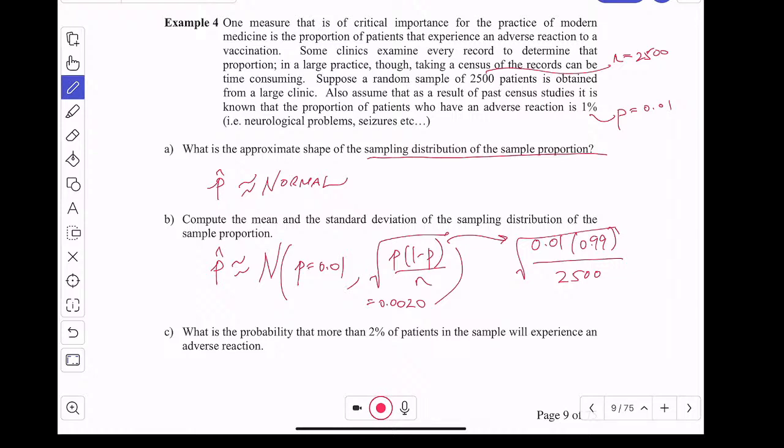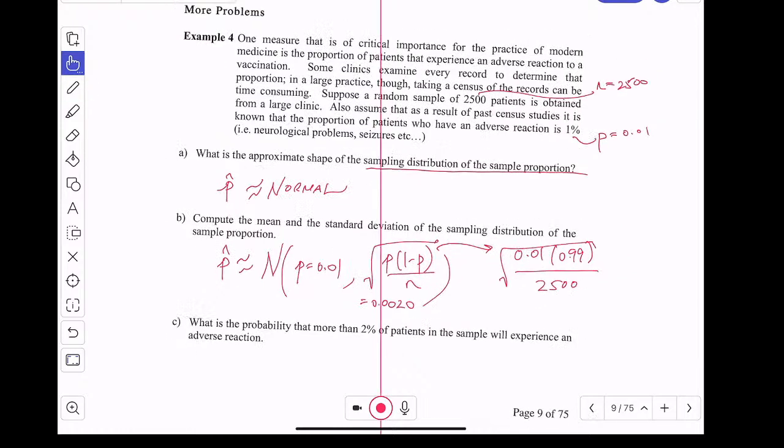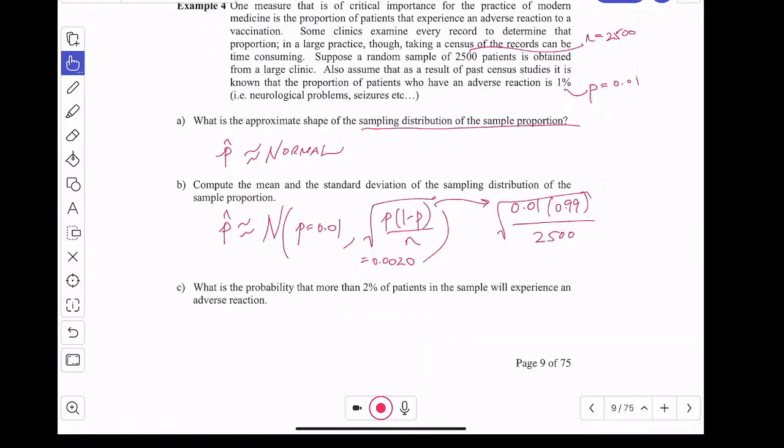Now, using that distribution, in the spirit of SDS for p hat, find the probability that more than 2% of the patients will experience an adverse reaction.